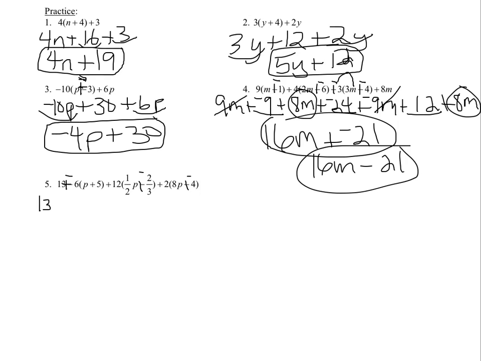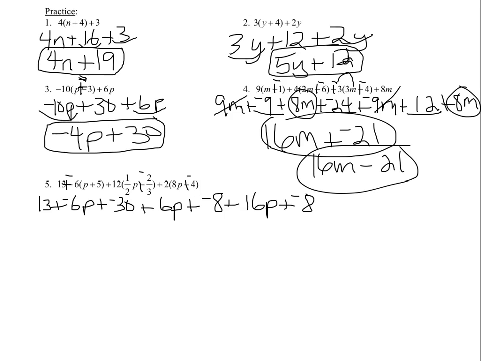Negative 6 times p would be a negative 6p plus negative 6 times 30 would be a negative 30 plus. Now 12 times half p, if you take half of 12, you'd get 6p plus. Now 12 times the 2/3, the 3 and the 12 will cross cancel. You get 4 times a negative 2, which is a negative 8. And then plus, it'd be 2 times 8p, which is 16p, plus 2 times the negative 4 would be a negative 8.